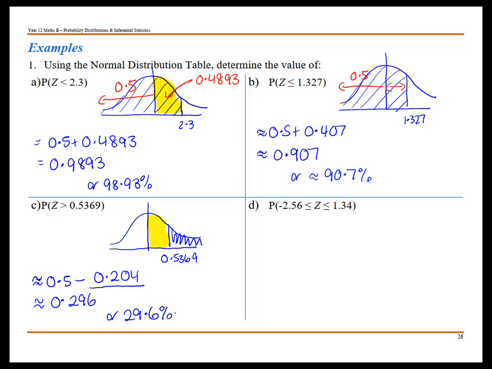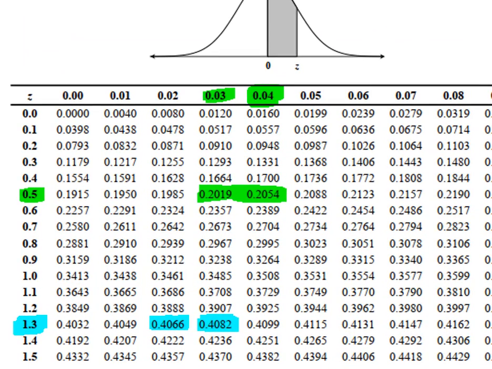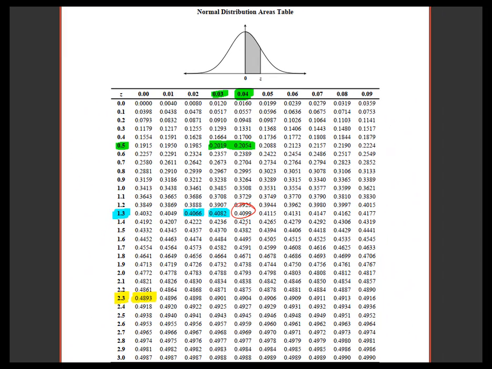Okay, last one. We're looking at between negative 2.56 and 1.34. So we want all of this here. So we're going to find each one individually. So let's start with 1.34. Go to our normal distribution table. 1.34 is 0.4099.